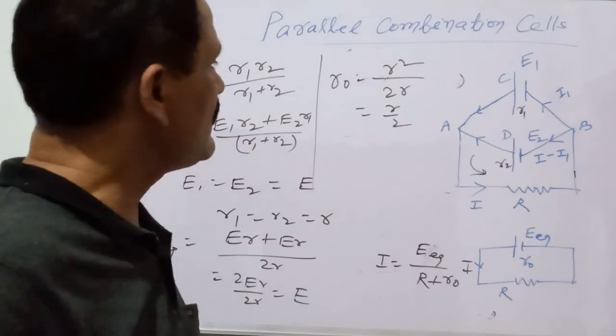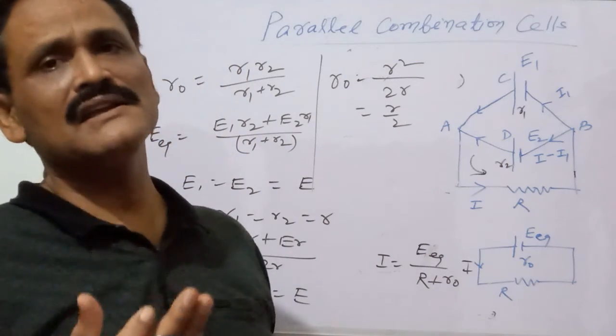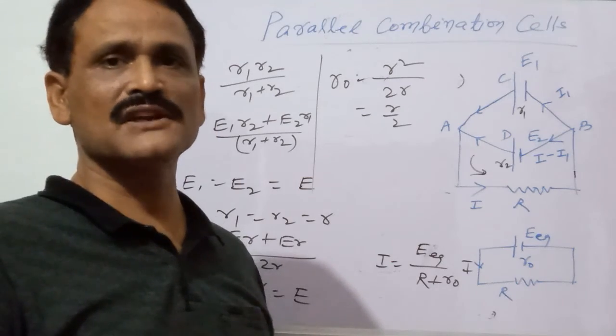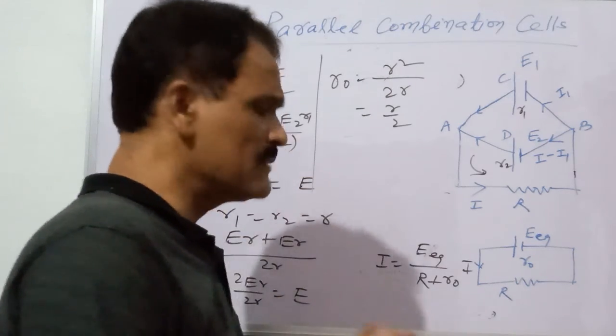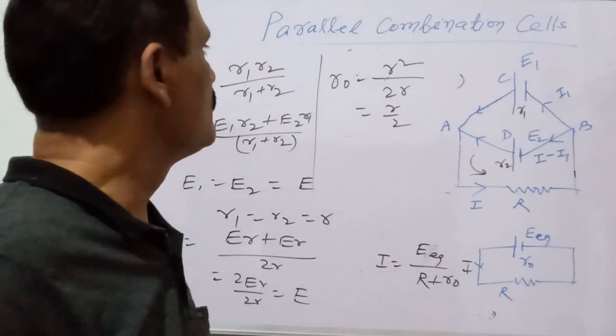In the series combination, the internal resistance will increase by N times, where N is the number of cells, and EMF is also increased by N times. This is the difference between the series and parallel combination.